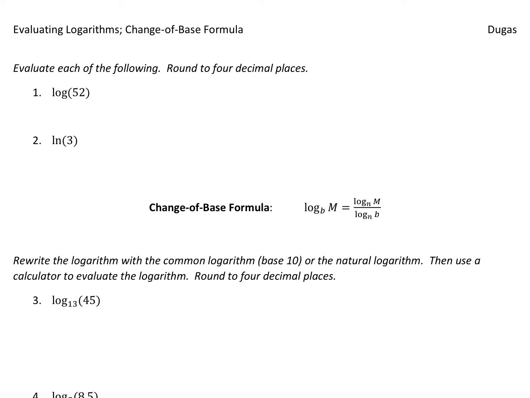So notice in number 1 and number 2, neither of these have a base written. That means they're the understood base. So since there's no base written in number 1 for the common log, the base is understood to be 10. This is the base that your calculator assumes that you mean when you ask it to take the log of a number. So if you type in your calculator log of 52, your calculator assumes that you mean base 10.